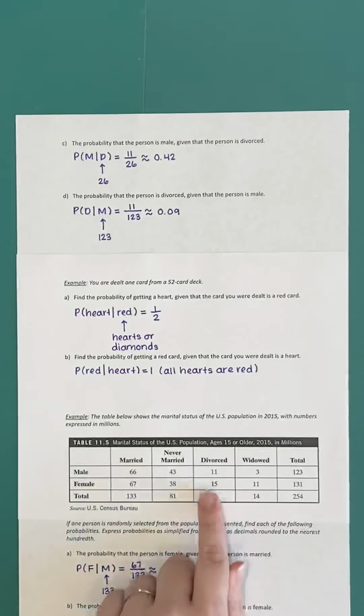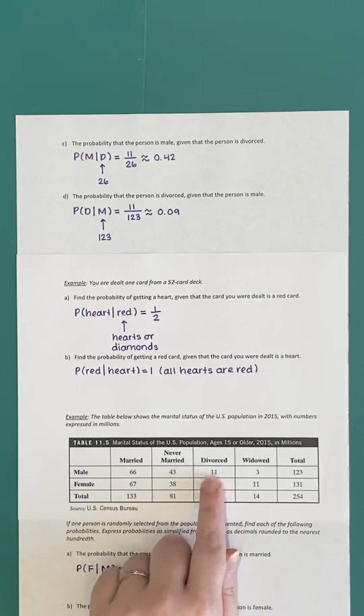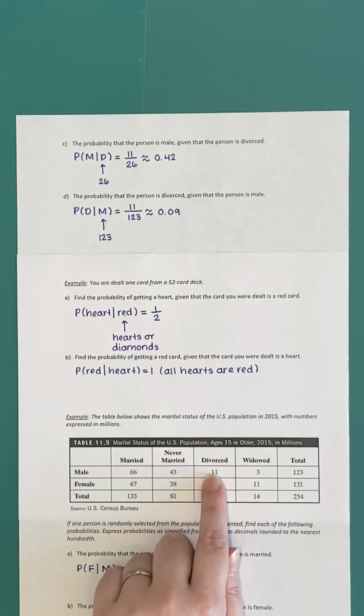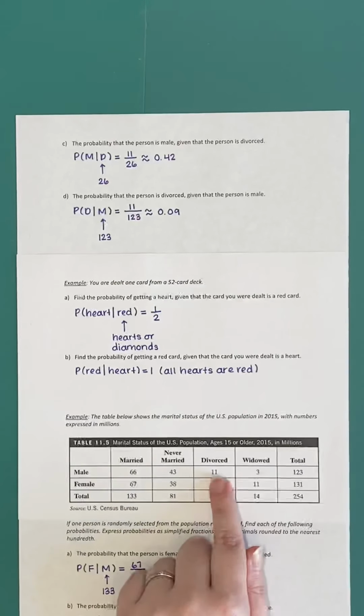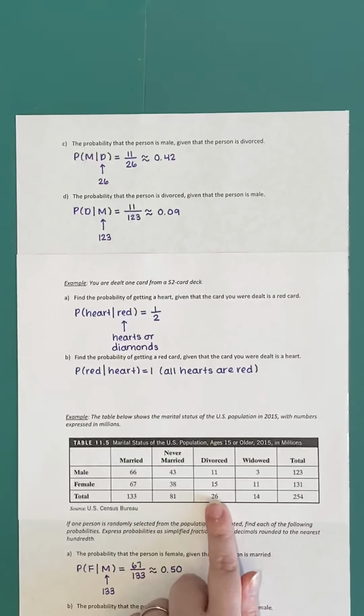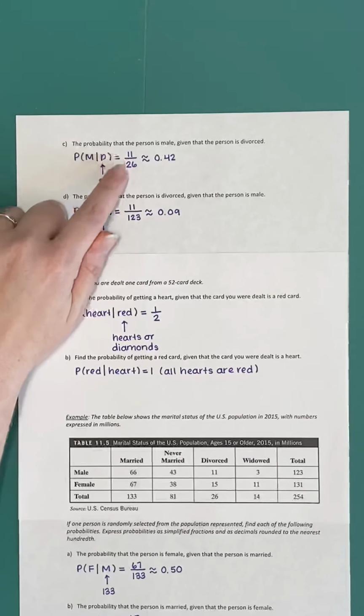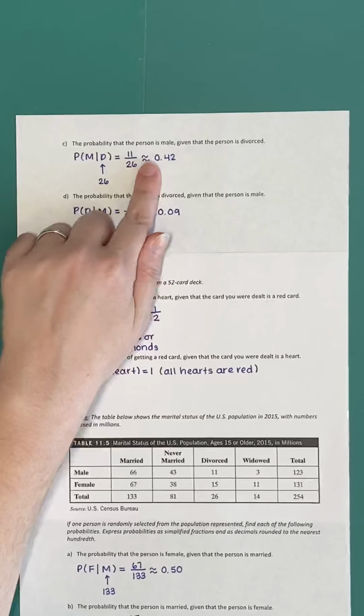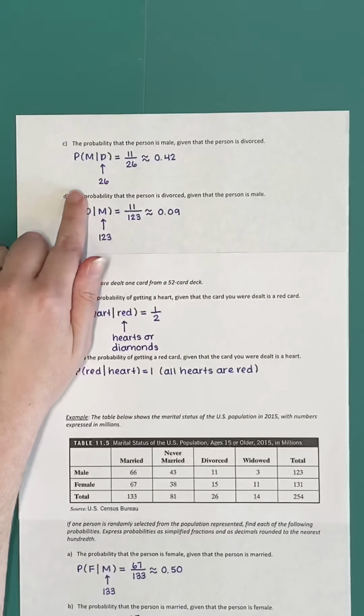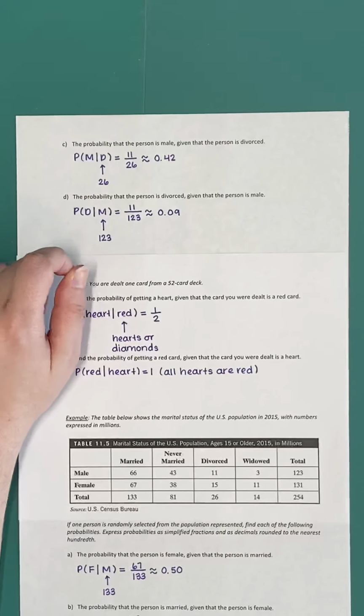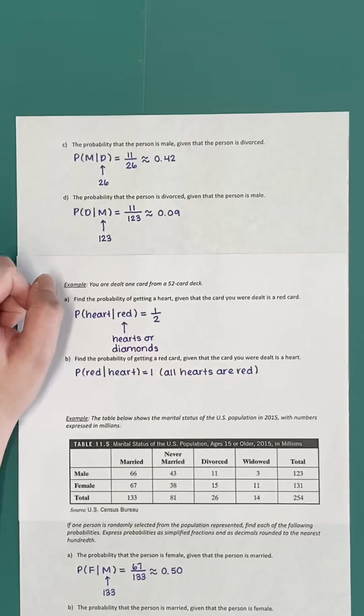Out of the category of people who are divorced, 11 million out of that group are male. So there's 11 ways to choose someone out of that group, given that we're now restricted to this group of 26. So 11 out of 26, which comes out to approximately 0.42. Now let's flip this one. What's the probability that the person is divorced given that the person is male?